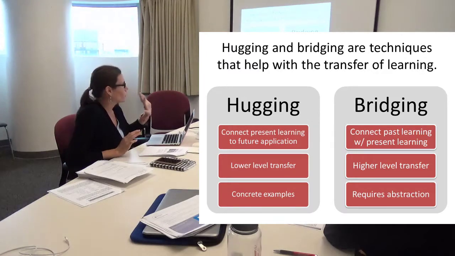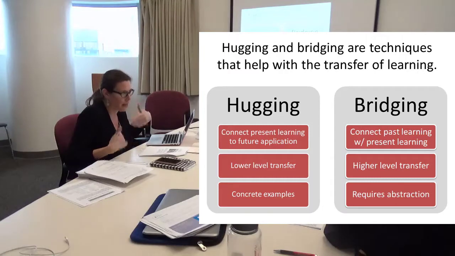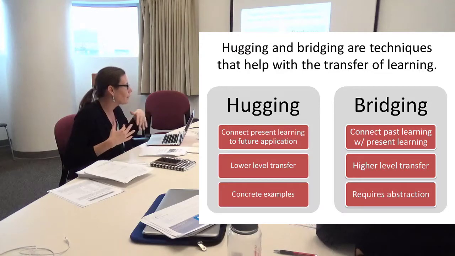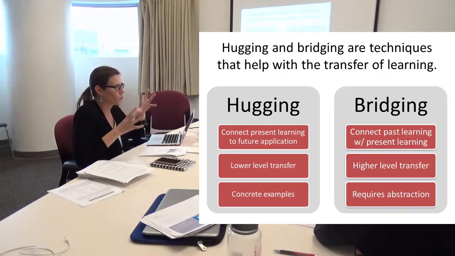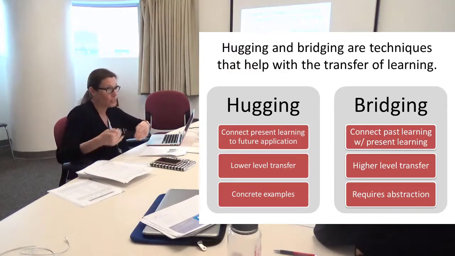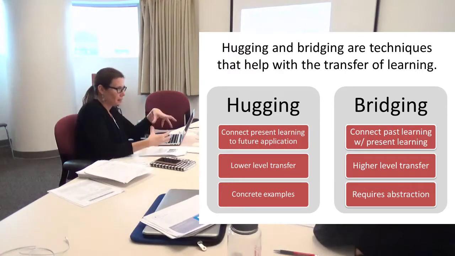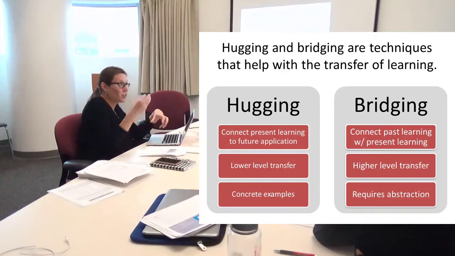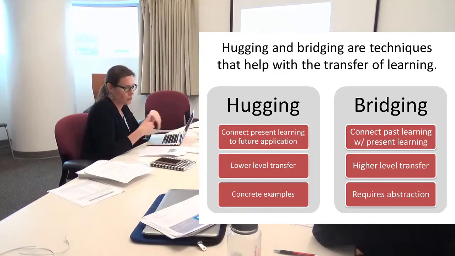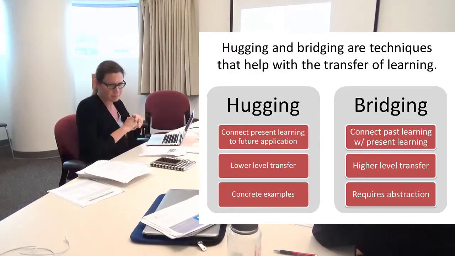Bridging is a little bit harder. You're going to try and get them to recall their past learning and apply it to what you're discussing right now. So that is a little bit higher level because in general there is some sort of abstraction. They have to take this kind of abstract concept that they've already learned, and then you're asking them to pull it back into their working memory so that you can use it and apply it to what they're learning right now. Does that make sense?